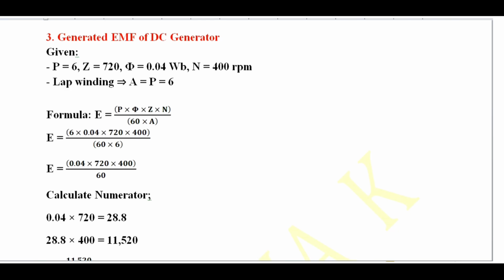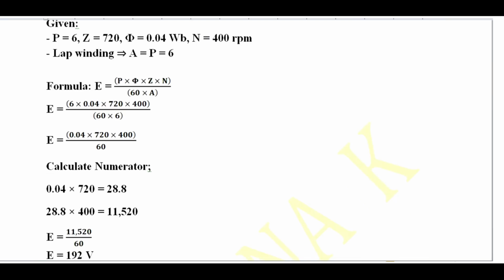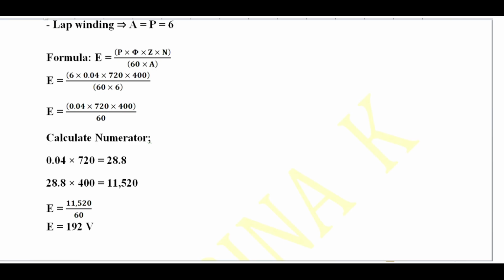And A is number of parallel paths. Since the machine is lap wound, we know that number of parallel paths A is equal to number of poles P. So A is equal to P. Therefore A is 6. Now substitute the values in formula. Notice 6 in numerator and denominator cancels out. Now calculate the numerator. Multiply 0.04 with 720, which gives 28.8. Now multiply this with 400, which gives 11,520. Now divide this by 60, so that we get 192 volts. Therefore, the generated EMF of 6-pole lap-wound DC generator is 192 volts.